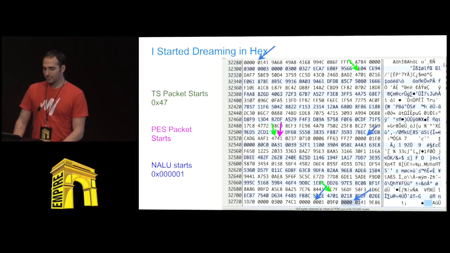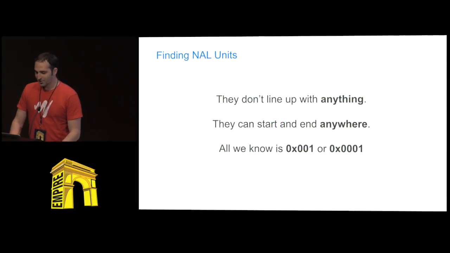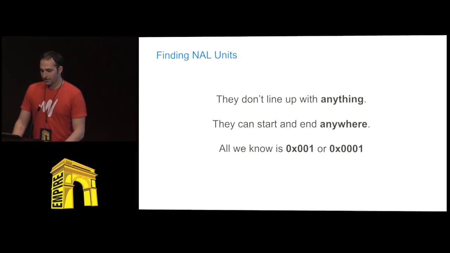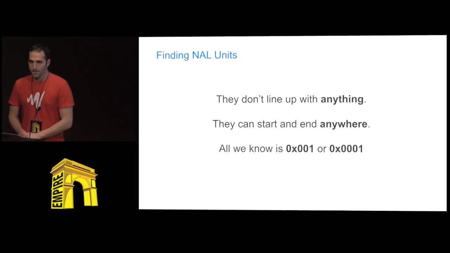So finding NAL units is a pain in the butt. They don't line up with anything. They can start and end anywhere. They can be any length. I've seen them as small as 2 bytes. And all we know is 001 or 0001. So how do you solve this?